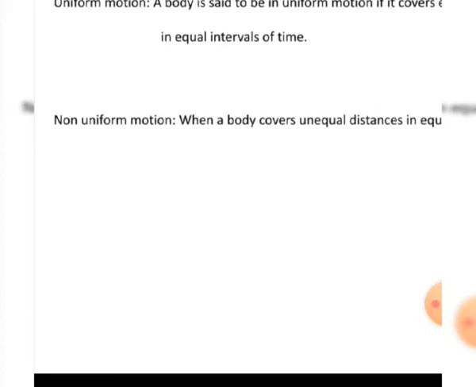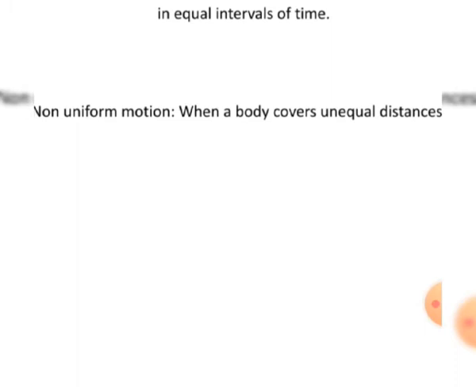Let's suppose you have an object which covers say 1 kilometer in 1 hour, and in the next 1 hour he moves another 1 kilometer. Again in the next 1 hour he moves again 1 kilometer. That is, in every interval of time, that is in 1 hour, it's covering a distance of 1 kilometer. So we say that the object is in uniform motion.